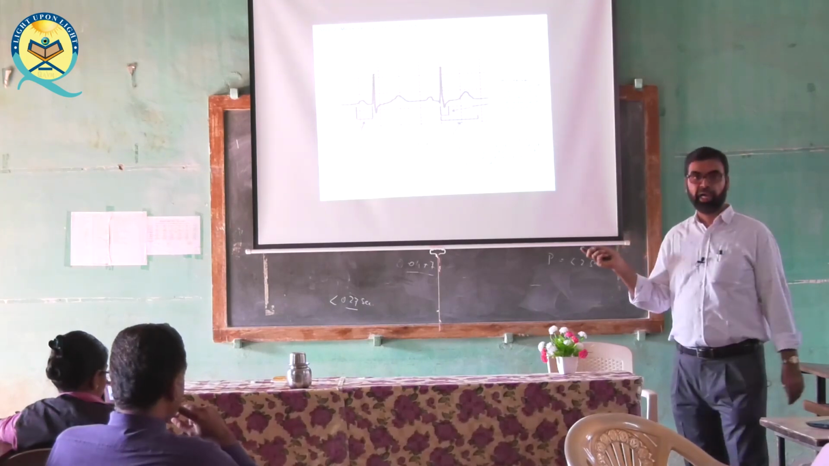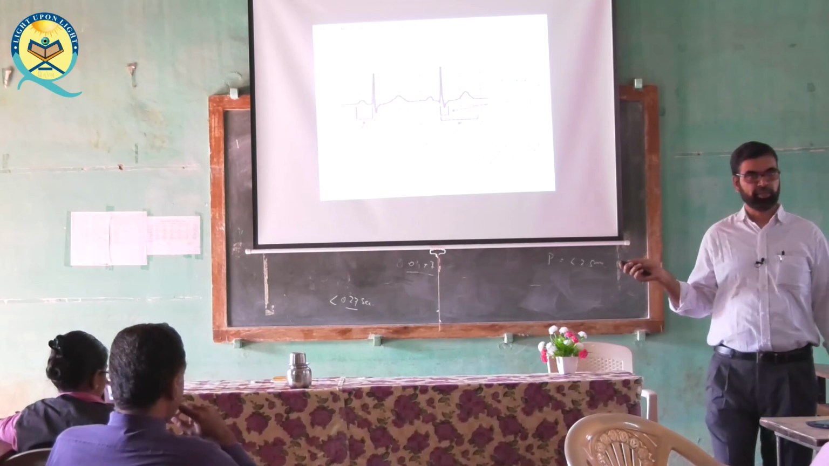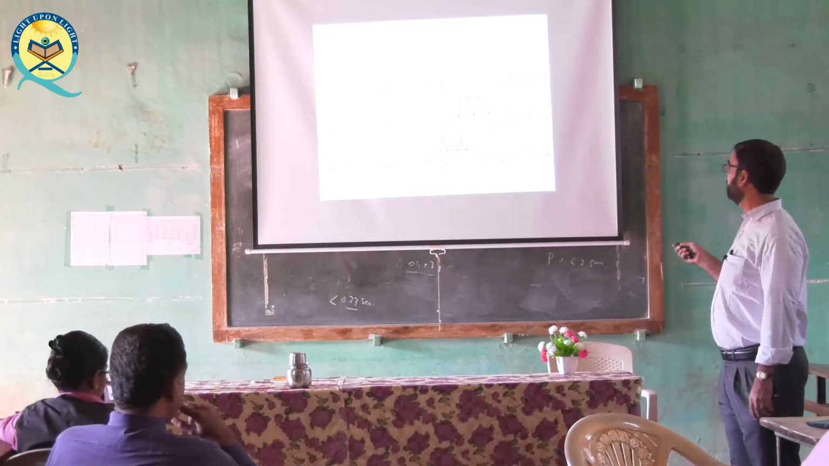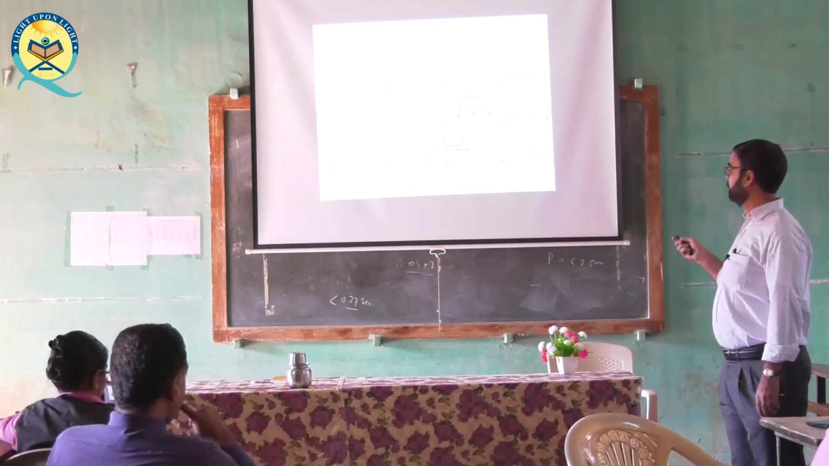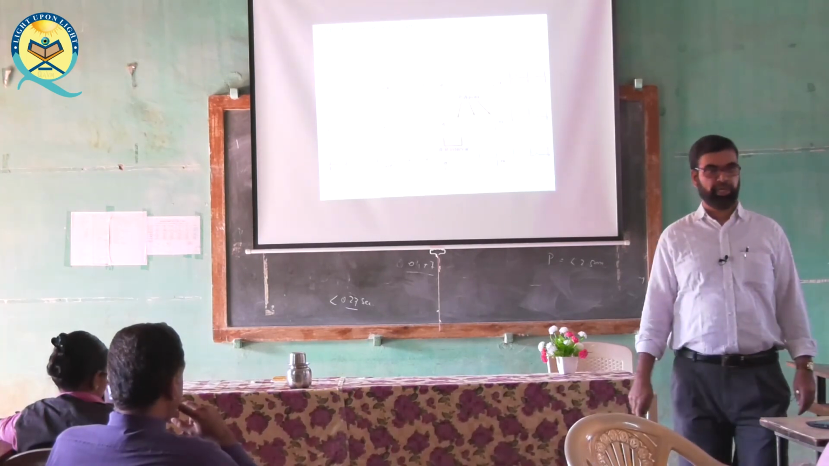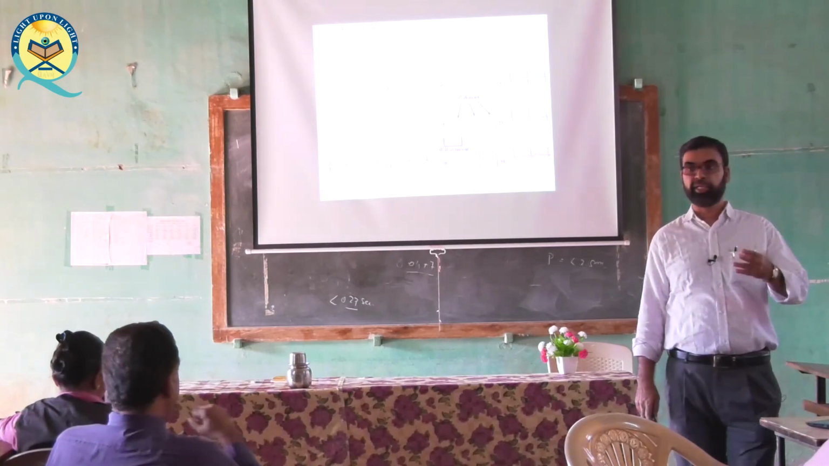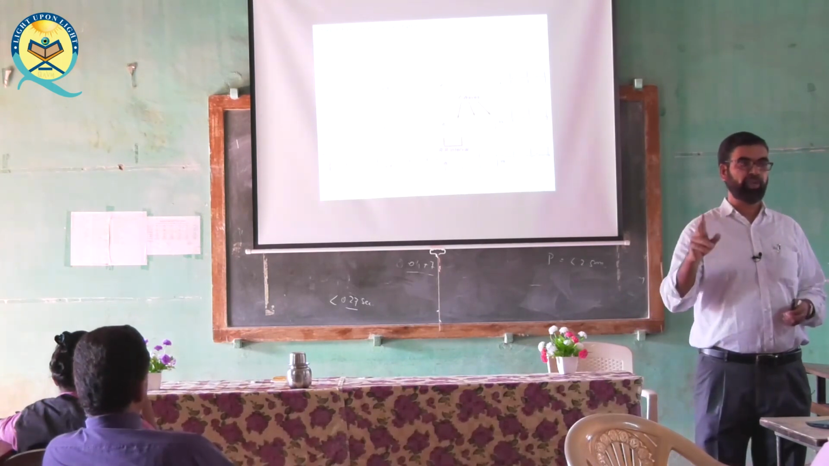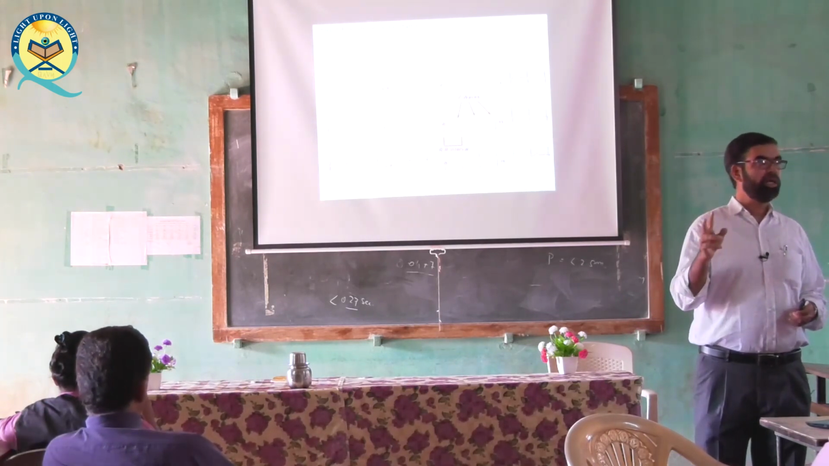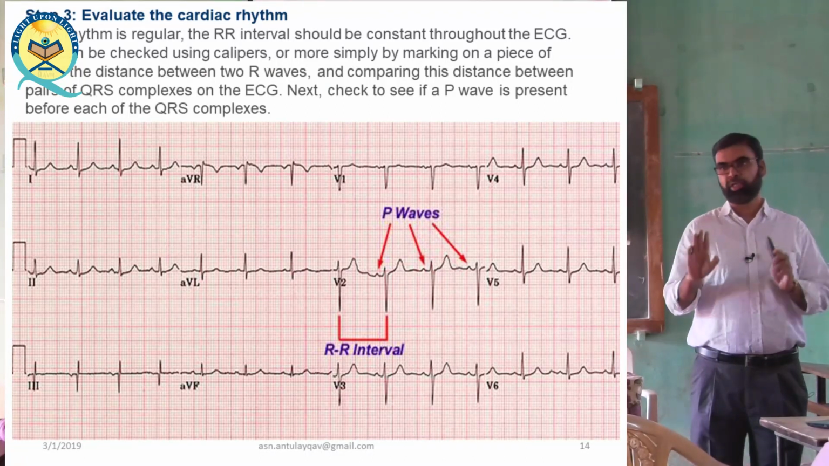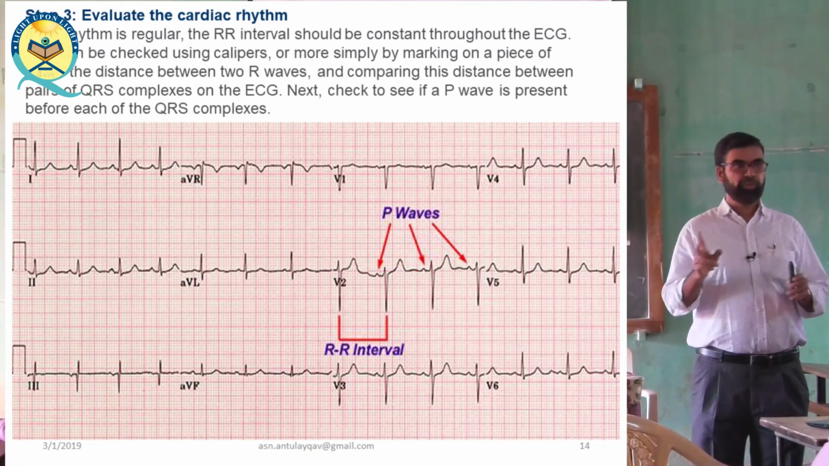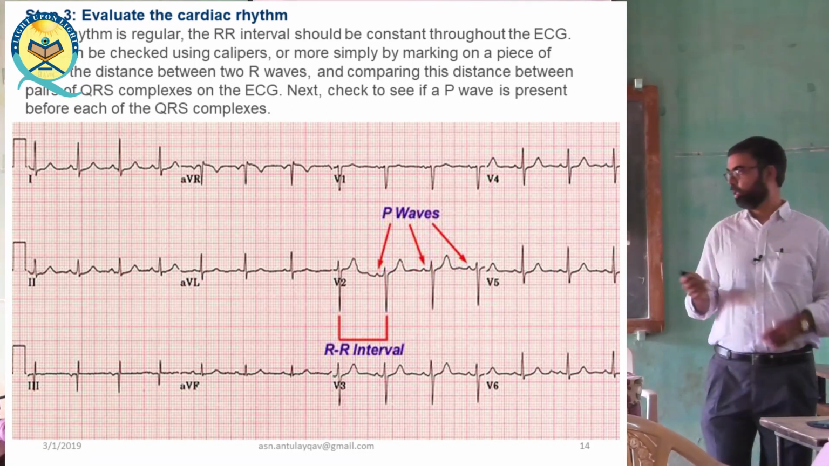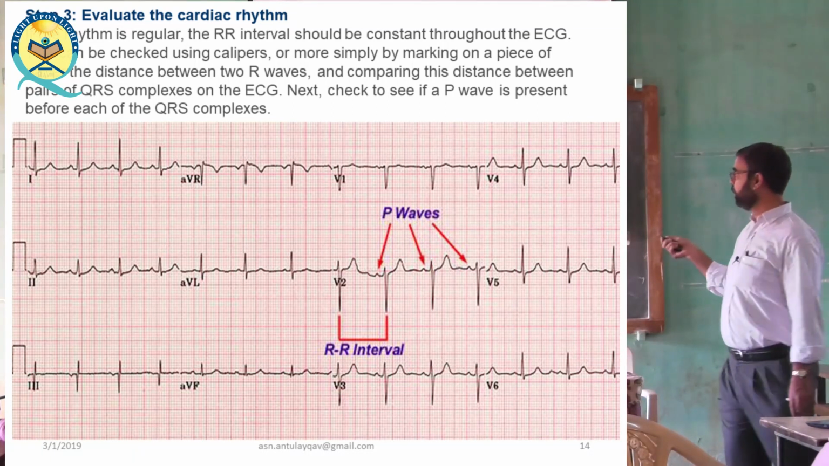Important intervals. I told already intervals, normal intervals कितने रहते हैं? Cardiac rhythm. Next point to observe is cardiac rhythm, whether it is regular or irregular. For that you should observe RR interval. The gap between two RR intervals, if these are equal, then regular rhythm. If they are unequal, then it is irregular. Okay, now you observe here, all are equal.